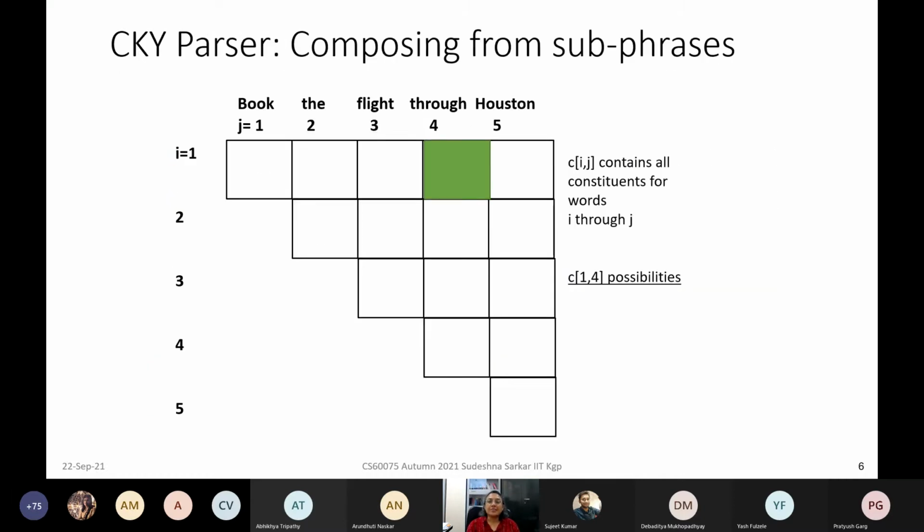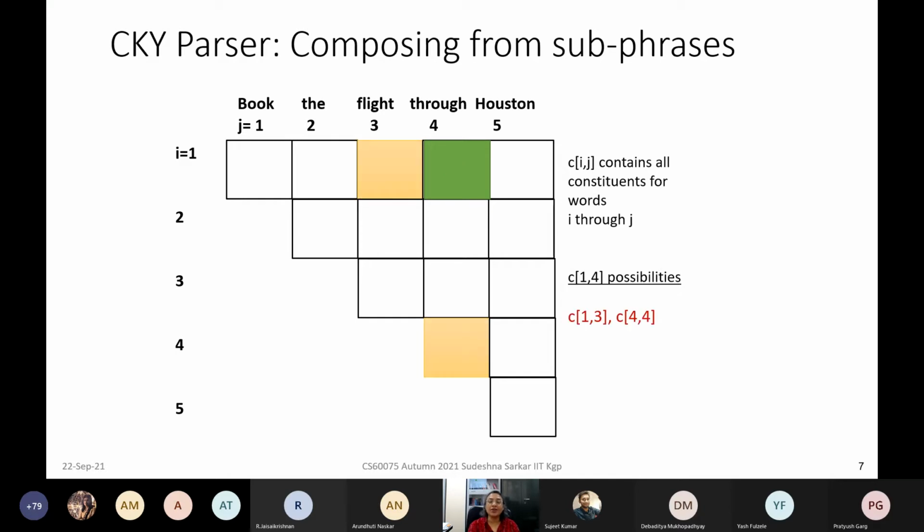Okay, so for example, suppose we take this cell. Can you tell me which phrase this cell corresponds to? This green cell, to which phrase does it correspond? Not the position, but which part of the sentence, which words? Book the flight through. It corresponds to book the flight through. Now, this cell C14 corresponds to book the flight through, and we want to find all non-terminals which can come here.